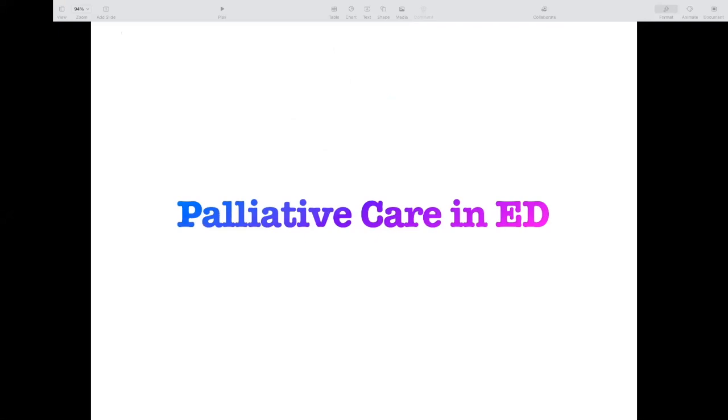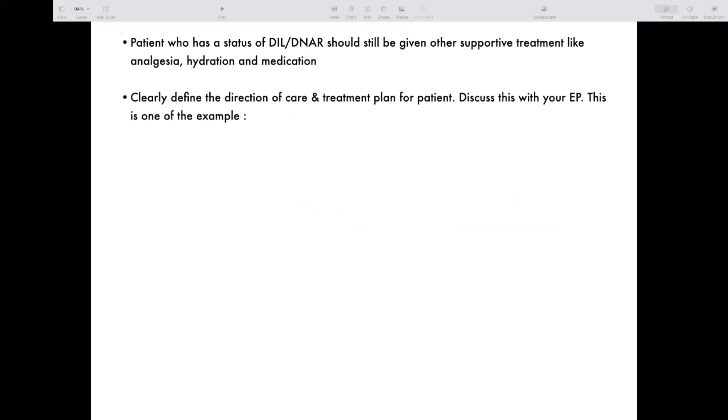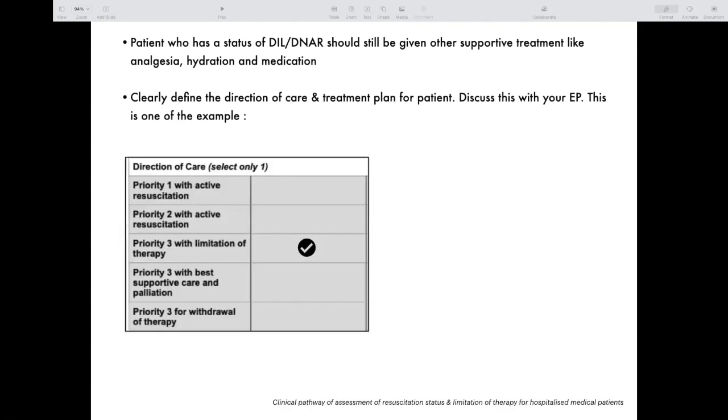So the last part of my presentation is a little bit about palliative care in ED on COVID-19 patients. Patients who have a DIL, DNR status should be given other supportive treatment like analgesia, hydration, and medication. And we should clearly define the direction of the care and treatment plan for patients. And do discuss with your EP. This is one of the examples.